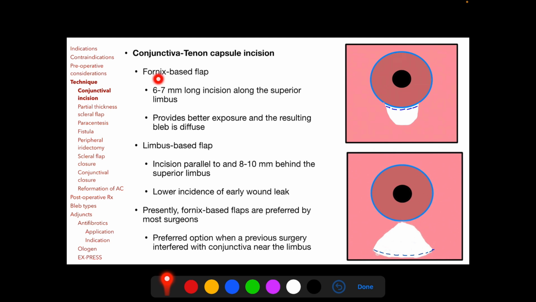For a fornix based flap, a 6 to 7 mm long incision is made along the superior limbus, disinserting the conjunctiva and Tenon's capsule from the superior limbus. And a fornix based flap is said to provide better exposure for the surgery and result in a diffuse bleb, which is an ideal outcome and which we will discuss later. For a limbus based flap, the conjunctival Tenon incision is made parallel to and 8 to 10 mm behind the superior limbus. And in comparison to a fornix based flap, a limbus based flap is said to have a lower incidence of early bleb leak.